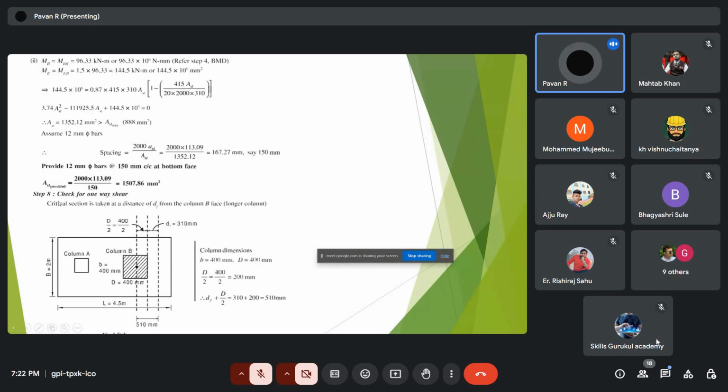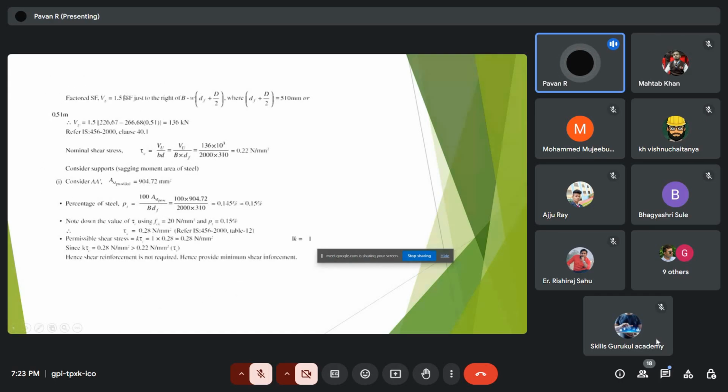So for checking the one-way shear, critical section is taken as for a distance of effective depth, that is df, from the column B face, that is longer column. So d by 2 is around 400 mm by 2, that is the dimension of the column is 400 mm, that is taken as d by 2. This is the length, and the df, that is 310 mm. So we should add both of these, and both of this comes out to be 510 mm, which is where our one-way shear actually acts.